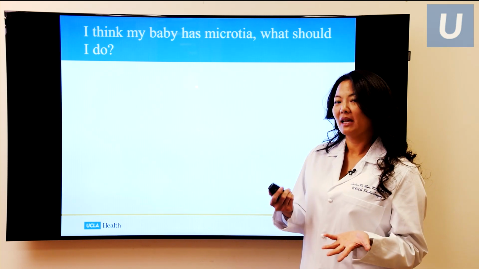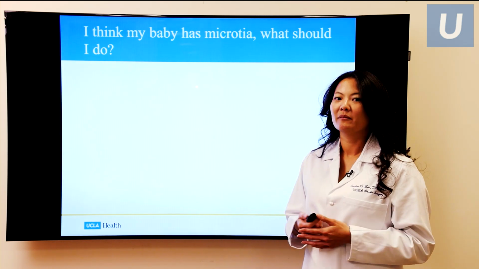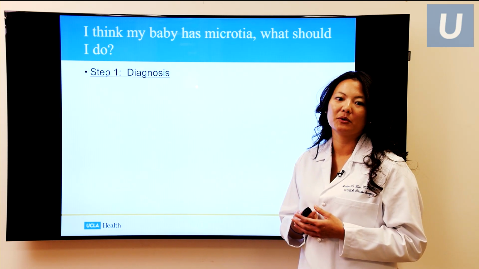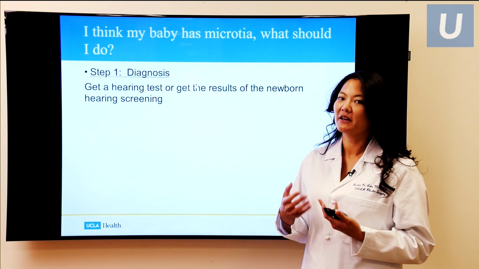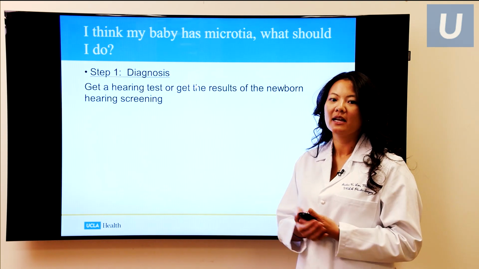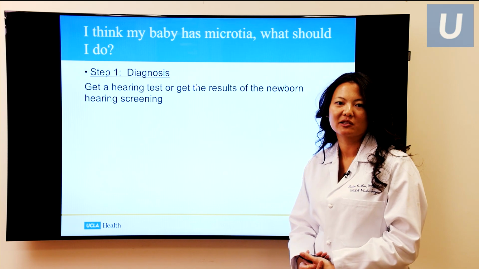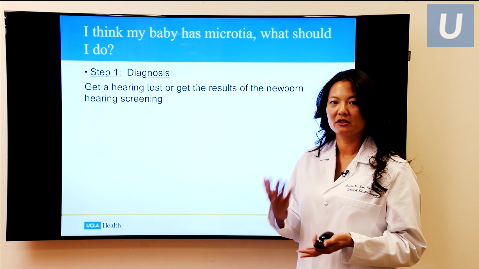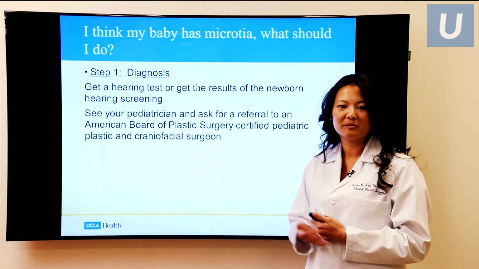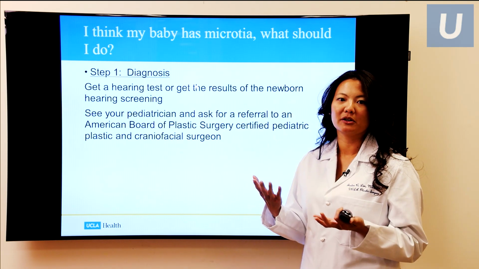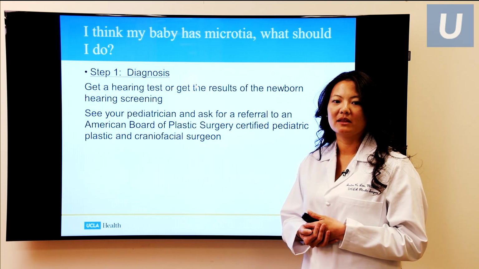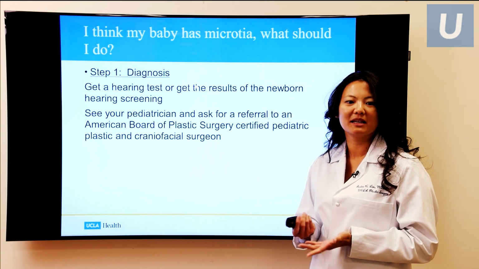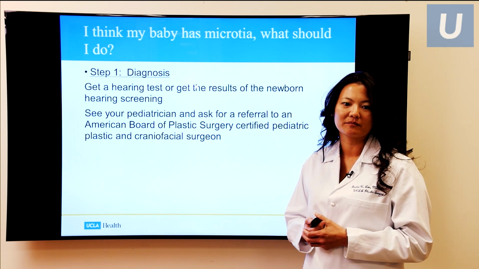So if you think your baby has microtia, what should you do? Again, just as with any medical condition, you need a diagnosis. First, you want to know if there's a functional problem. So get a hearing test, or check the results of the newborn hearing screening. If your baby passed a newborn hearing screening, then they're probably going to be okay from the functional aspect. Head over to your pediatrician, ask them what they think about the ear anomaly, and ask for a referral to an American Board of Plastic Surgery certified pediatric plastic and craniofacial surgeon.